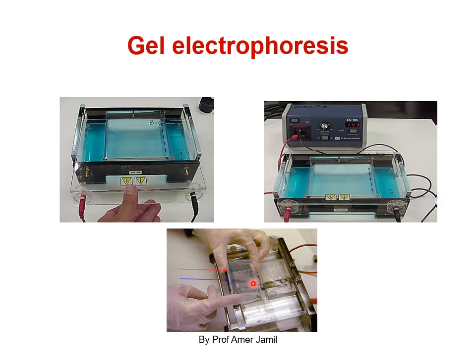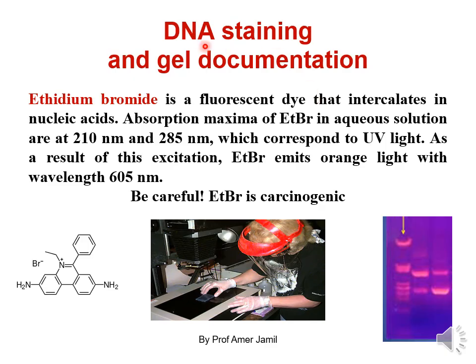So if you know the size of your DNA, you can track with the help of this tracking dye where your DNA would be, but you cannot be sure until you stain your gel for DNA. This DNA staining is done by different chemicals, like ethidium bromide, which is the most common one. This is the general structure of ethidium bromide, and it is a fluorescent dye. It intercalates inside the nucleic acids, and for the fluorescence, you know that there are two wavelengths.